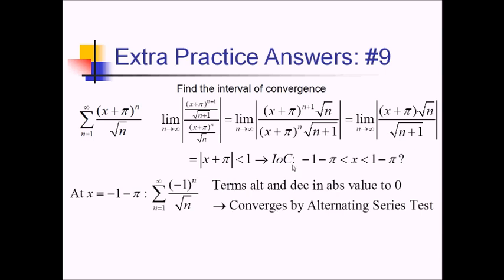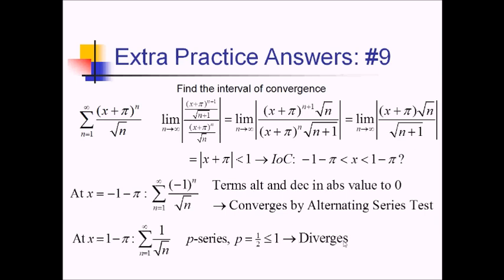Now if I plug in 1 minus pi for x, I've got 1 minus pi plus pi, which cancels the pi's again. We've just got 1^n, which is just 1 over radical n. Now this is a p-series with a p-value of 1/2 for the exponent on that n. Since that's less than or equal to 1, this is going to diverge by the p-series test. So my final interval of convergence then, I've got -1 minus pi less than or equal to x, strictly less than 1 minus pi.